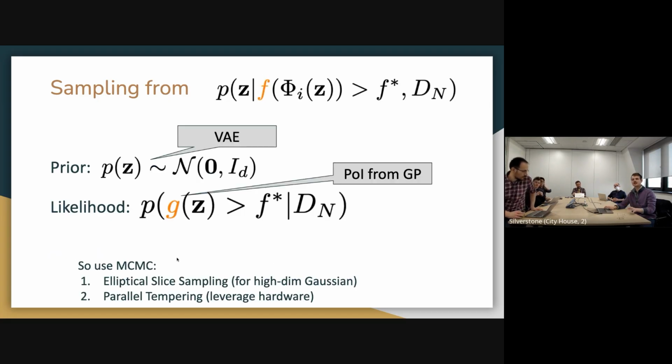So that's the sampling strategy here to get my variables. I'm not going to go into the details for all of this MCMC stuff, but we're using a mixture of elliptical slice sampling and parallel tempering, which are two well-studied algorithms in this space.